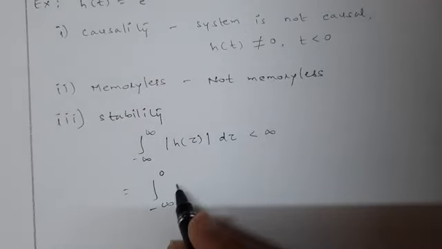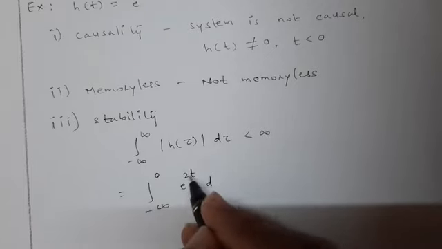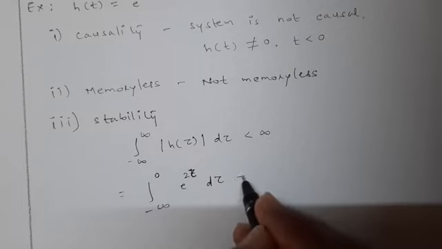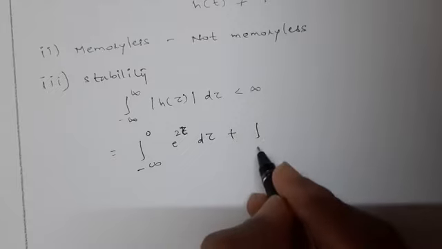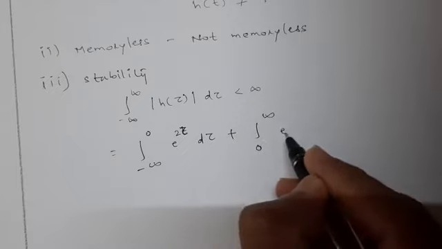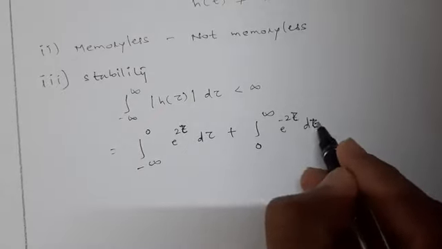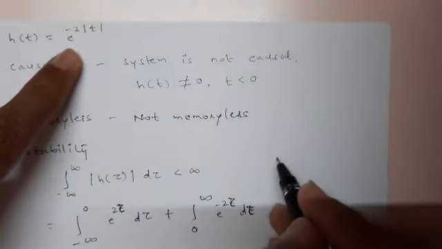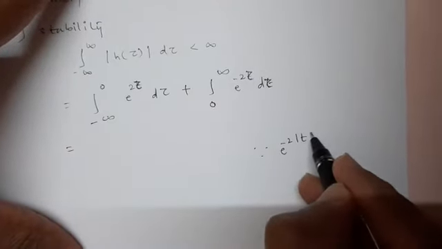Since it is the integration from minus infinity to 0 of e to the power 2t dt, 2 tau d tau, plus the integration from 0 to plus infinity of e to the power minus 2t dt, 2 tau d tau. So what is e to the power minus 2t? Here I'll write it as e to the power minus 2 magnitude of t.